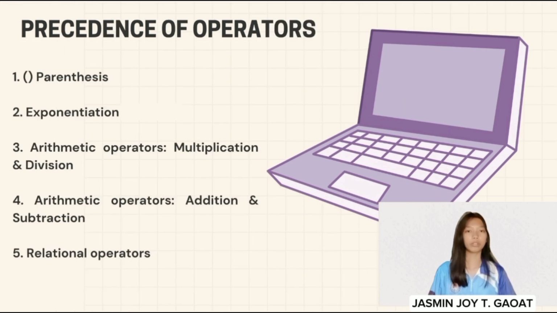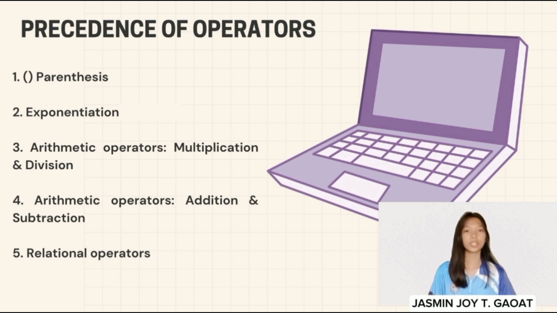Precedence of operators. First is the parenthesis. This is the special operator that forces evaluation of the expression inside it first and is used to change the order of operations in formulas. For example, open parenthesis 10 times 5, close parenthesis, plus 5, where the first calculation is 10 times 5 and last is to add the 5.